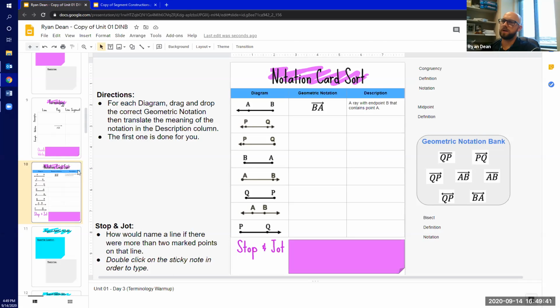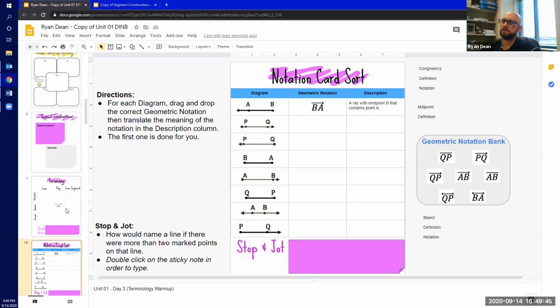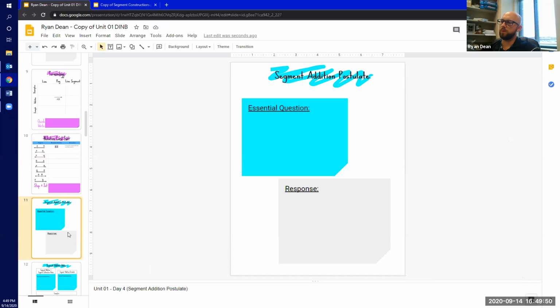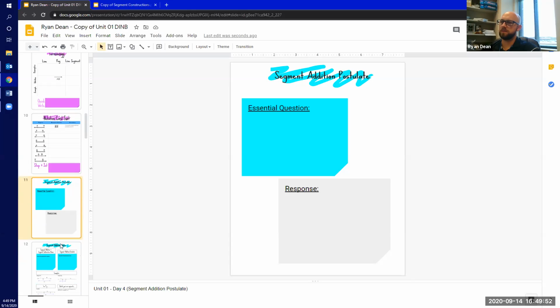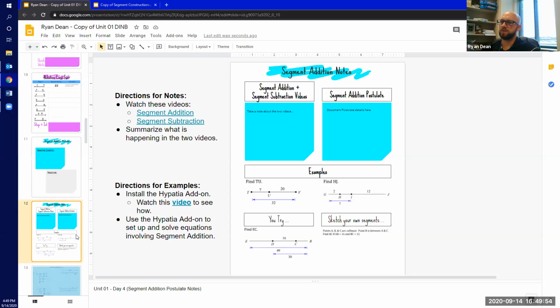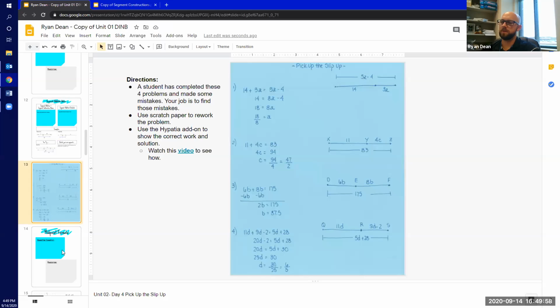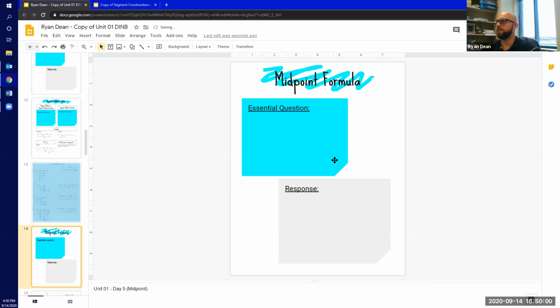So that takes care of slides 8, 9, and 10. And in the next video, we will talk about segment addition, the segment addition postulate, and how it applies to us in geometry. In the video after that, we will talk about midpoint.